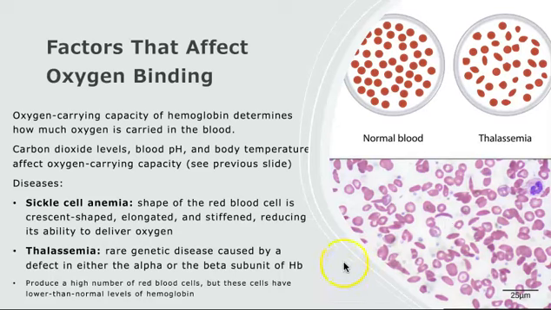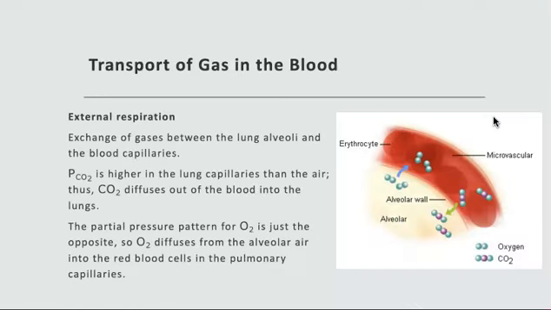The other condition is called thalassemia, and this is a rare genetic disease that's caused by a defect in either the alpha or beta subunit of the hemoglobin. We see that there's a production of a higher number of red blood cells, and these cells have a lower than normal amount of hemoglobin, meaning we're going to bind less oxygen.